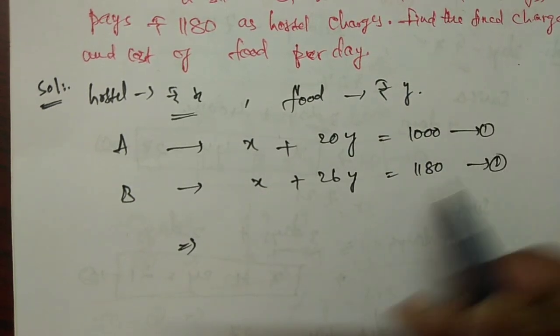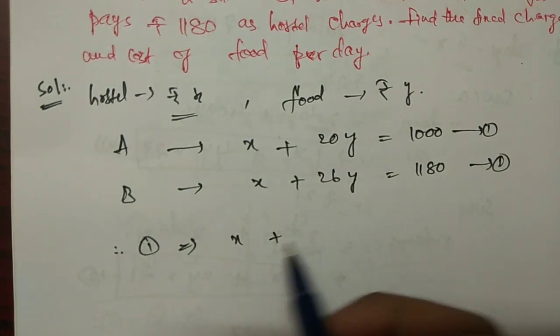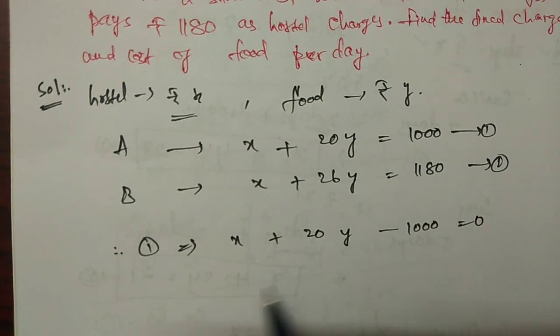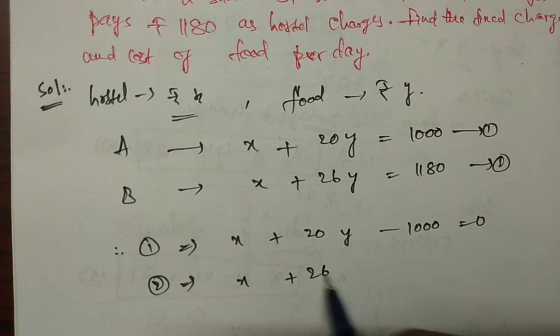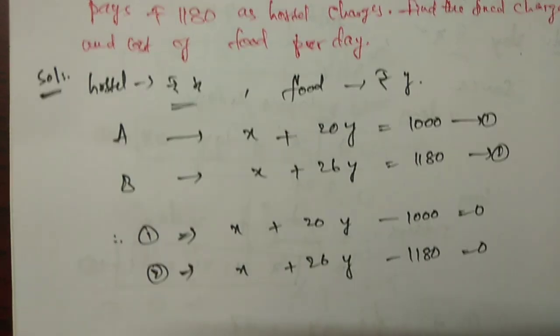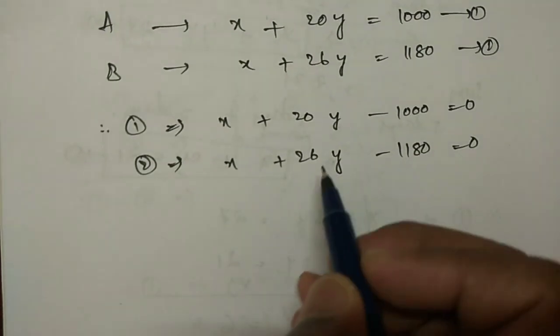So let us take 1 and 2. Therefore, 1 implies x plus 20y minus 1000 equal to 0, and 2 implies x plus 26y minus 1080 equal to 0. So use the cross multiplication method to solve these equations.